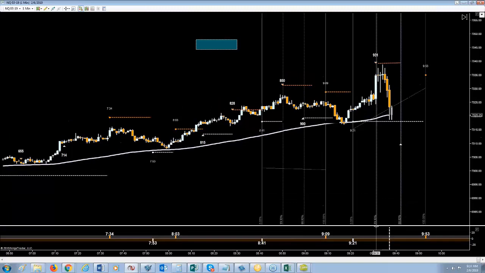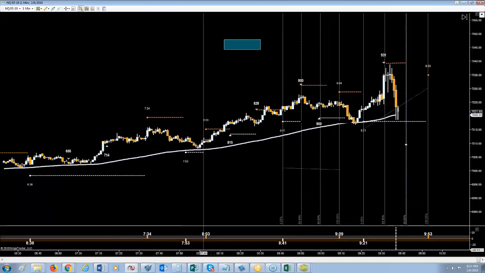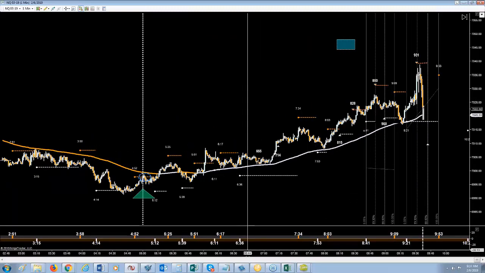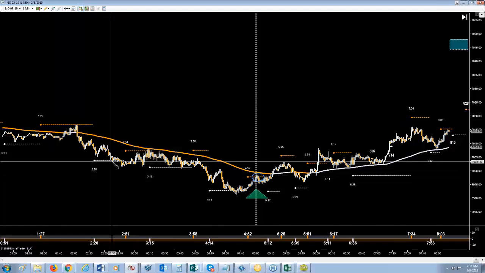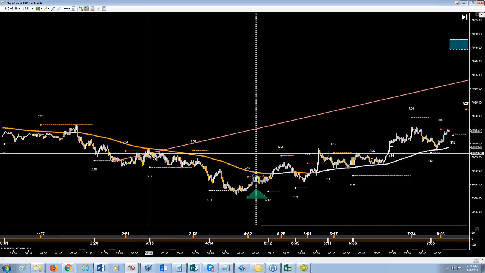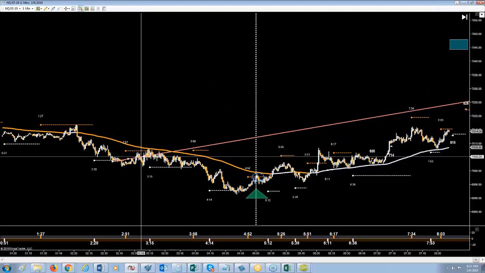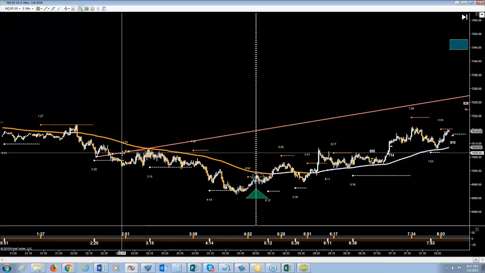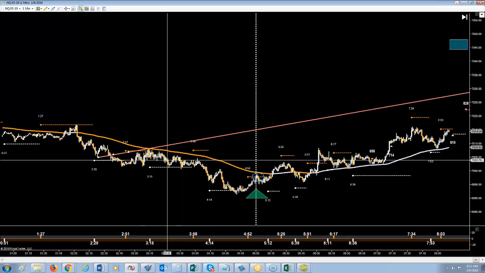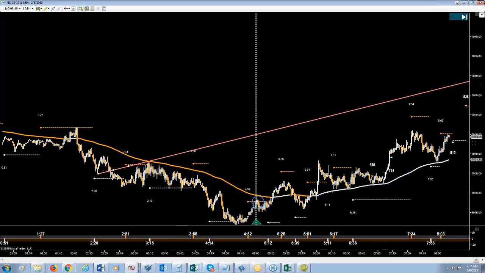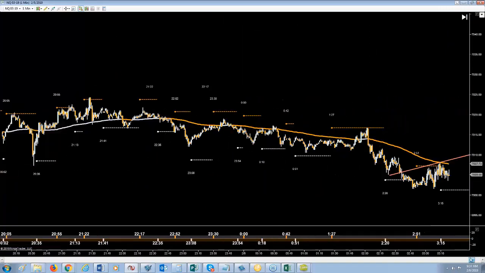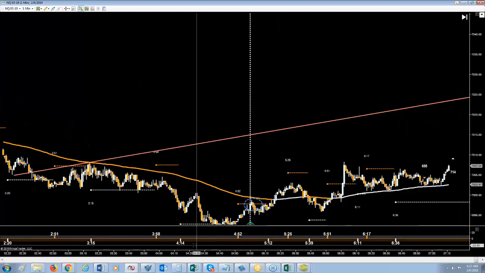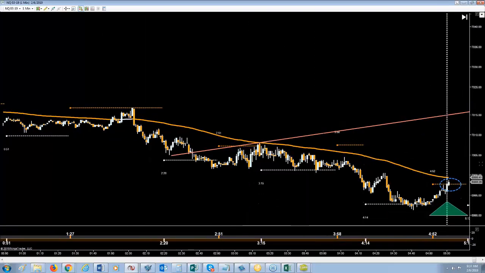And now I'm going to show you, Joe, how our technique from the ES chart can apply to the NQ. Just give me one second to sort my thoughts here. Where are you going?